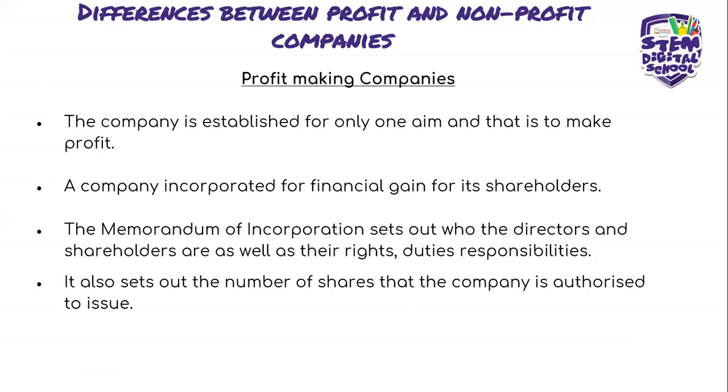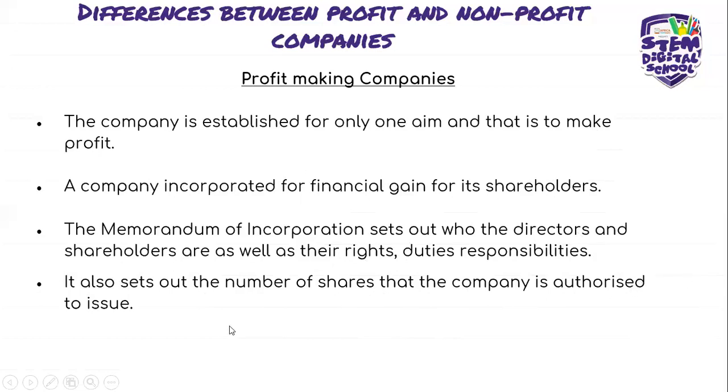Right. Now, let's look at the last bullet. It also sets out the number of shares that the company is authorized to issue, basically. So it has your authorized shares. Now, let me touch on the number of shares. The MOI tells you what number of shares the company needs to issue to the public. The word authorized comes from the word author, meaning this is the maximum number of shares that the company can issue to the public, right?